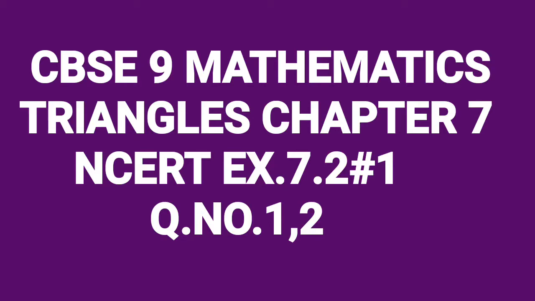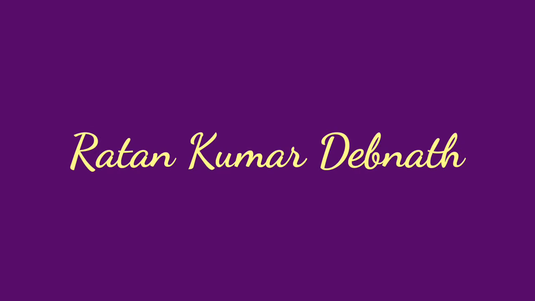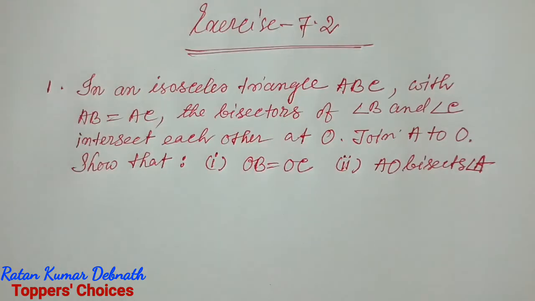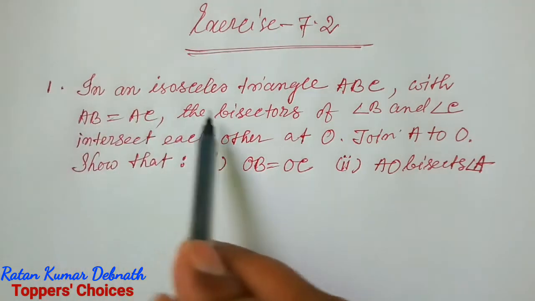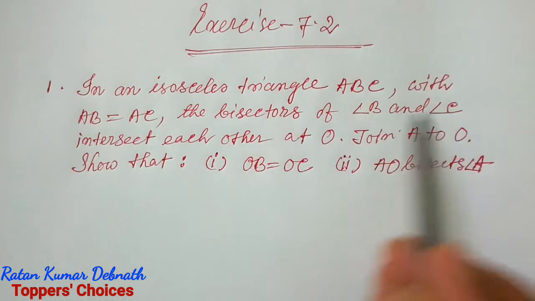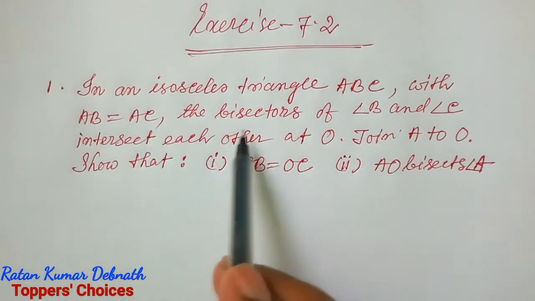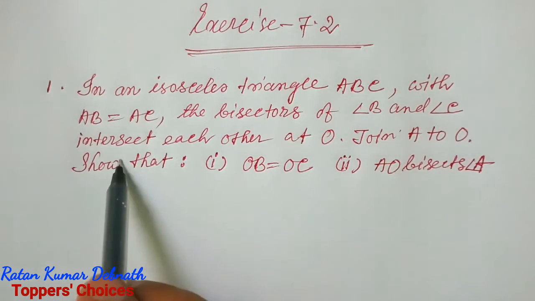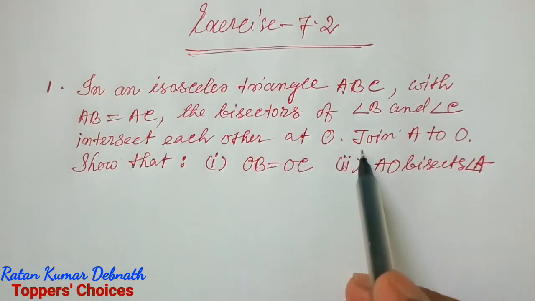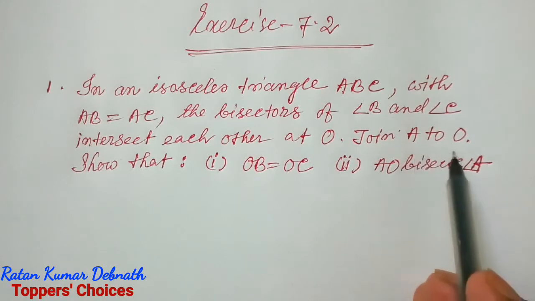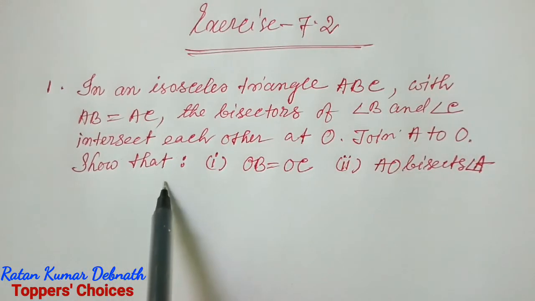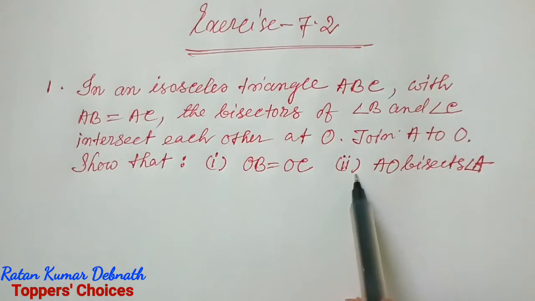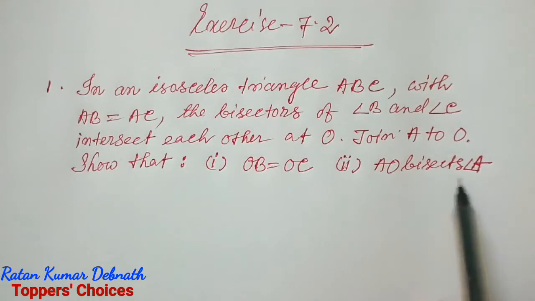So students, let's start today's class. Our first question is, in an isosceles triangle ABC with AB equals to AC, the bisectors of angle B and angle C intersect each other at O. Join A to O. Show that number 1 OB equals to OC and number 2 AO bisects angle A.